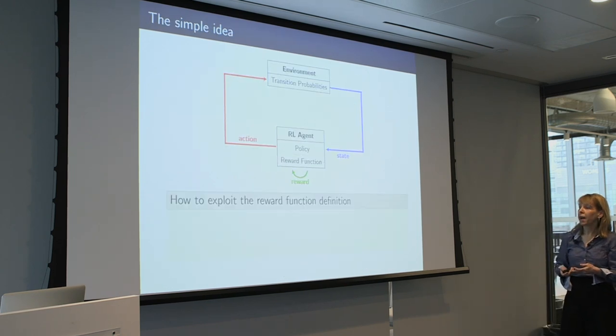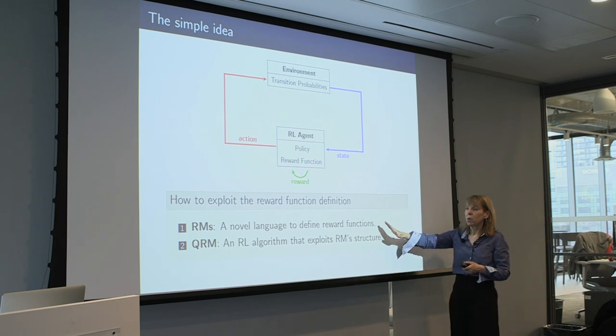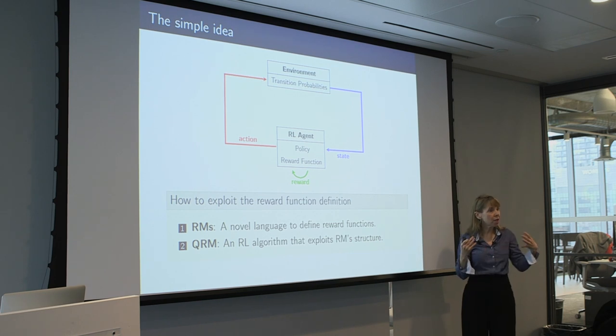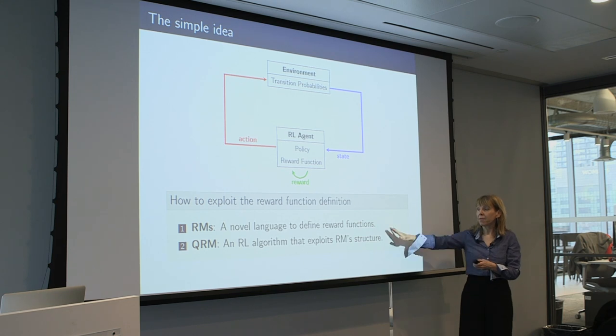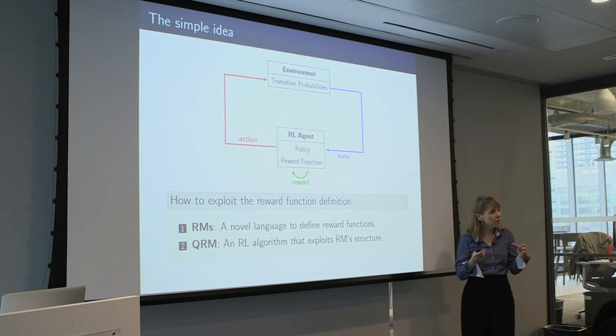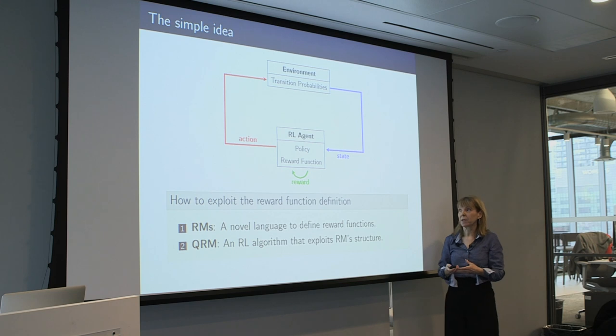In order to do that, we do two things, which were the contribution of this paper. We propose a novel language for defining reward functions, basically a canonical language for describing reward functions called reward machines. You'll see in a minute what it looks like. It's like a finite state automaton or a Mealy machine. Together with this language, we also provide a reinforcement learning algorithm that exploits that reward machine structure in order to learn more effectively.